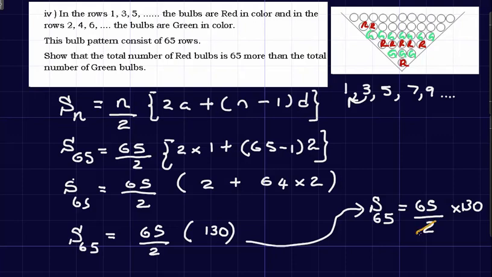So 2 has 1, 2, and 130 has 65 twos. So what would you get for S65? 65 times 65. And what would it be? Check it. So when you multiply, you would have got 4,225. So what does that mean? In all 65 rows, there are 4,225 bulbs.